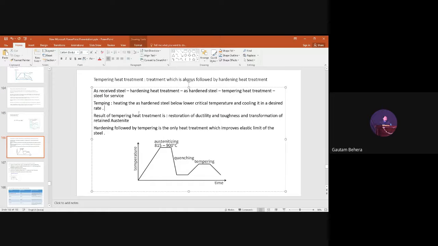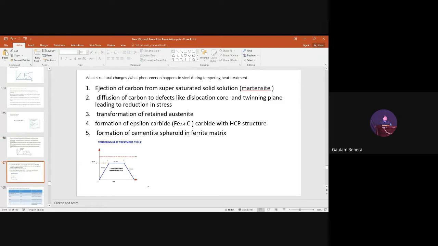Okay, fine. So these are the things, and hardening followed by tempering is the only heat treatment which improves elastic limit of the steel. If you want to increase the elastic limit, you can do hardening, then tempering. So you will have understood this one now.